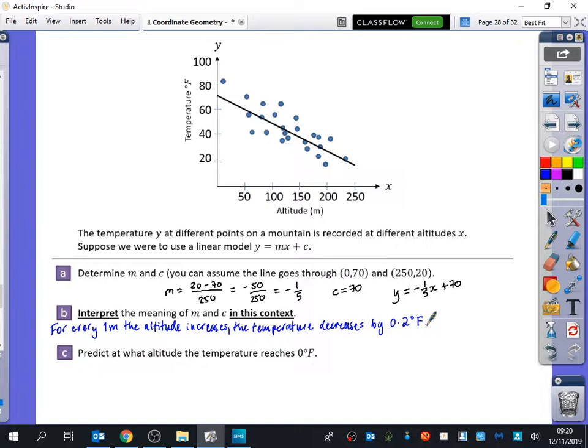Depending on the context, it may make more sense to say for every 10 meters the altitude increases, the temperature changes by 2 degrees. I'm not saying that's necessarily better, but if this number was very, very small, if you're trying to communicate that to a group of scientists or something, you might like to change the numbers a little bit to make more sense. For every 100 meters that the altitude increases, the temperature decreases by 20 degrees Fahrenheit. Maybe it gives a little bit more context for humans to understand it.